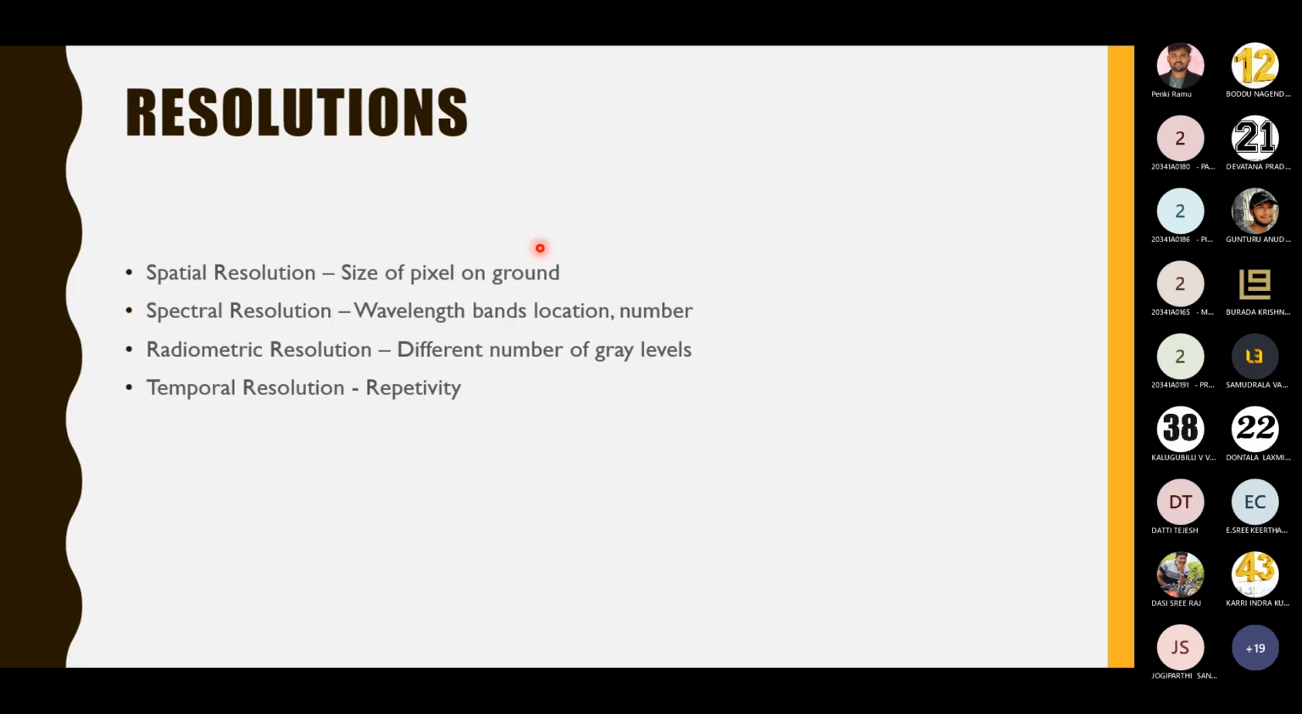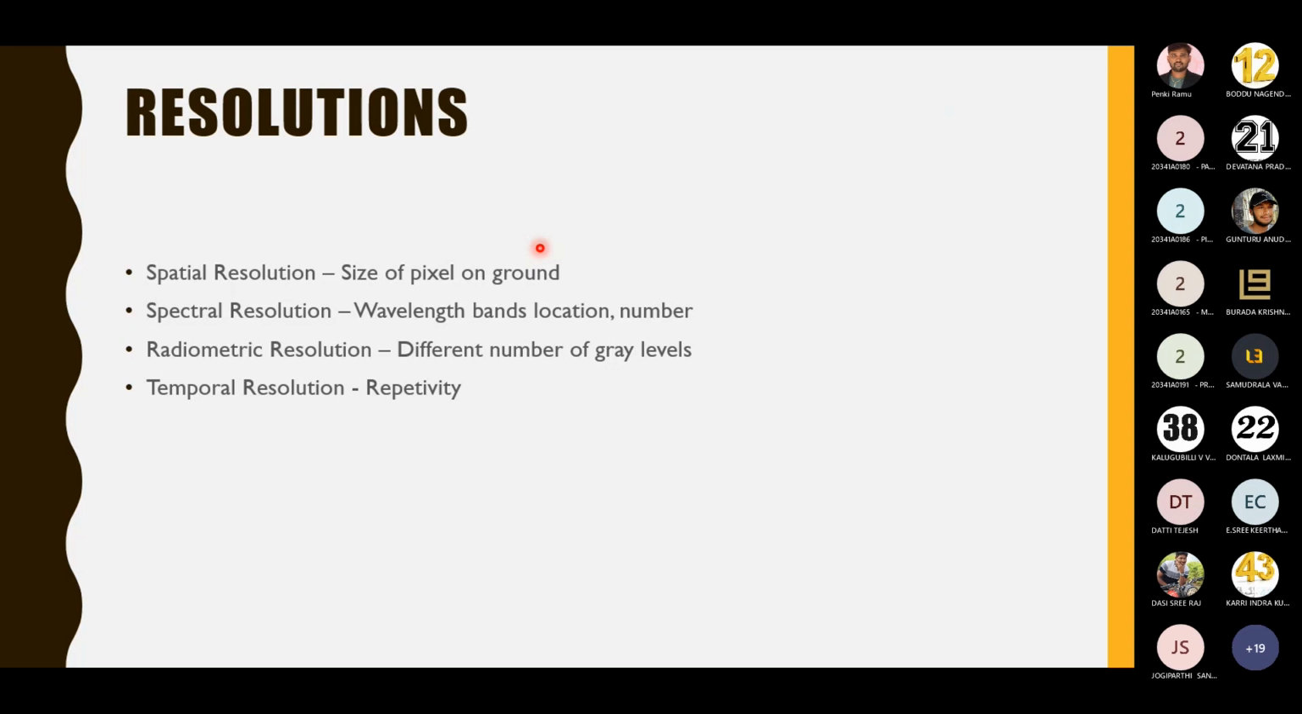So the last thing I want to discuss in this remote sensing part is resolution. There are different types of resolutions while we are talking about remote sensing images. We talk about spatial resolution, spectral resolution, radiometric and temporal resolution. Spatial resolution talks about the size of a pixel on the ground.